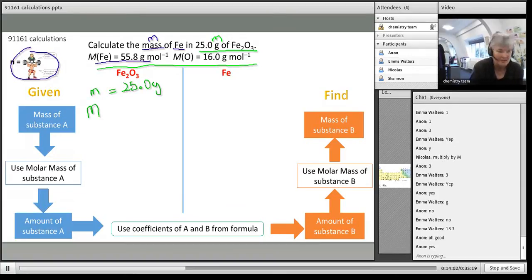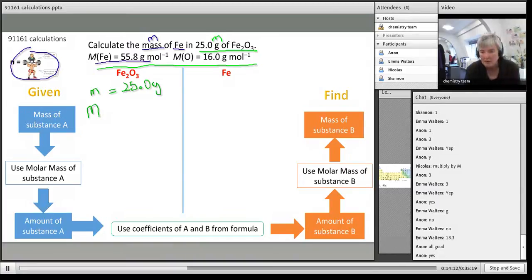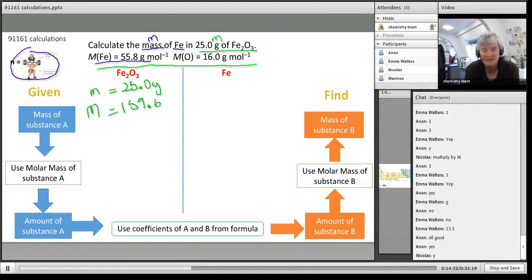Right, so I see Anon's typing. Okay, does anybody get 159.6? Okay. Now that is four significant figures. Don't try and round it off. That's just the way it happens because it's a big substance and it's a heavy substance. So this is grams per mole.